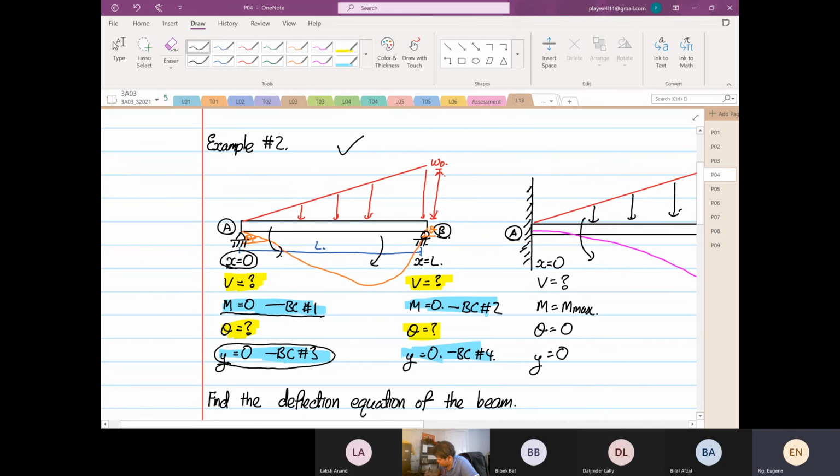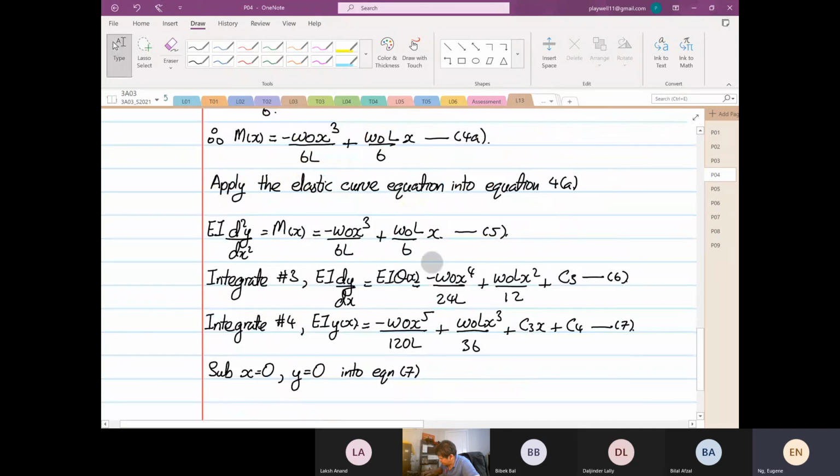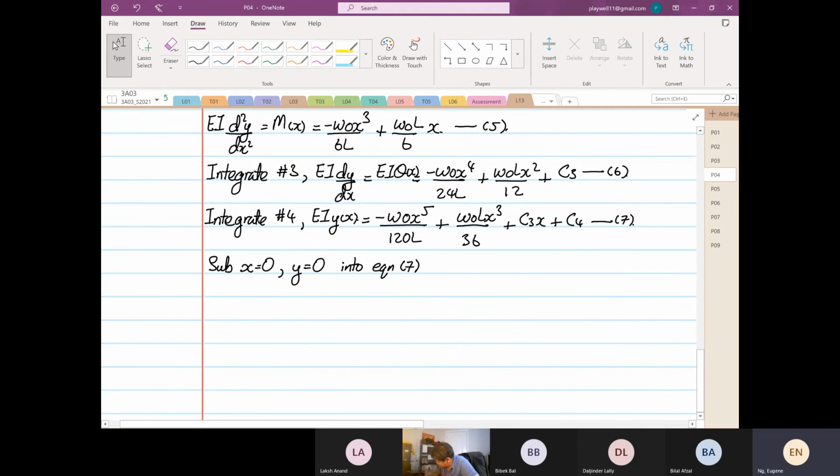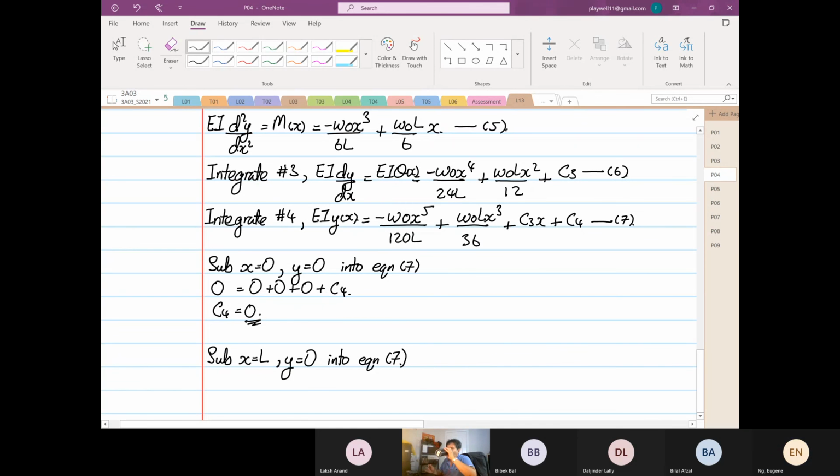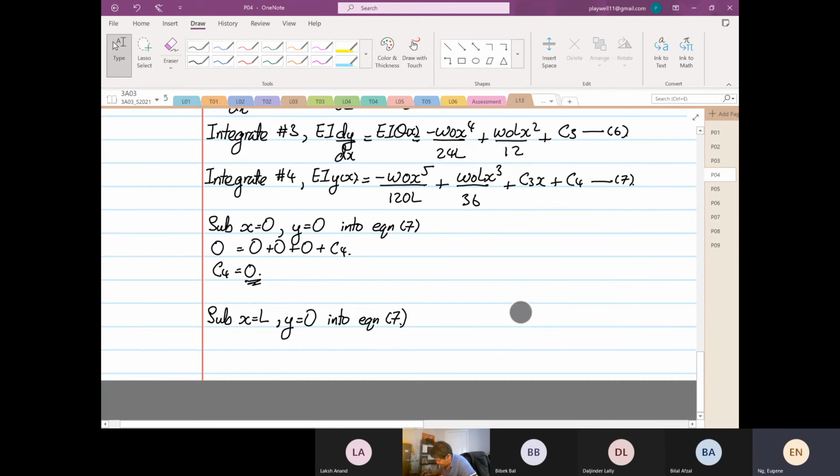So where we are looking now is this boundary condition over here. Because x is equal to 0, y is equal to 0, once you substitute in there, you have 0 is equal to 0 plus 0 plus 0 plus C4. So we know that C4 is equal to 0. Okay. So the next one is we're going to substitute x is equal to L, deflection y is also equal to 0, into equation 7, now knowing that C4 is also equal to 0.